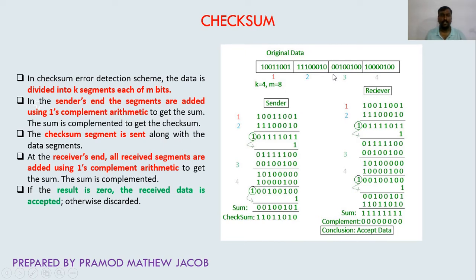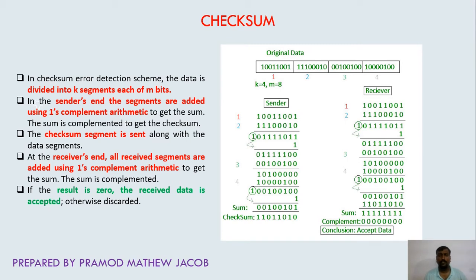At the receiver side, all received segments are added using 1's complement arithmetic to get the sum. The sum is again complemented. If the result is 0, the received data is accepted. Otherwise, the received data is discarded. That means there is an error in the received data.